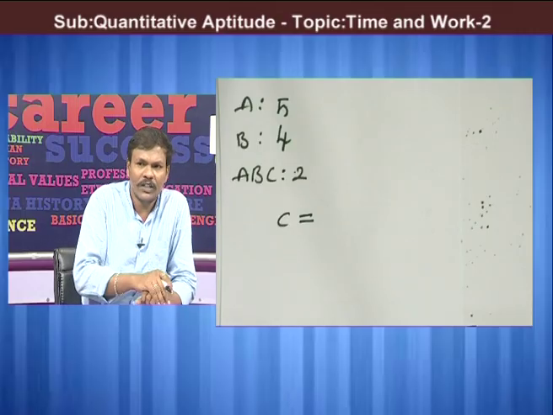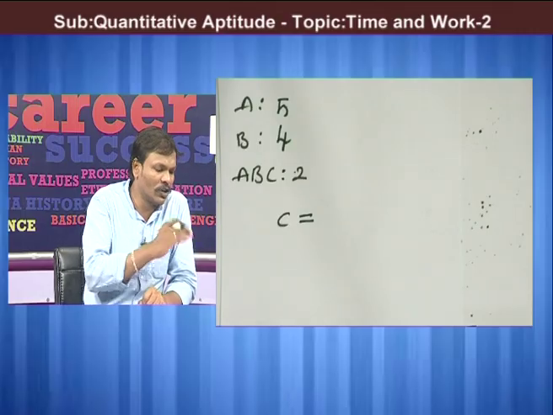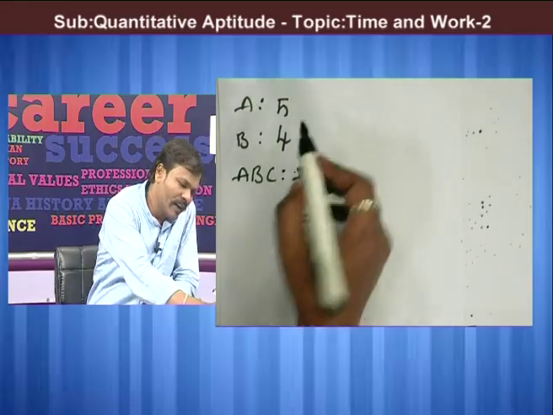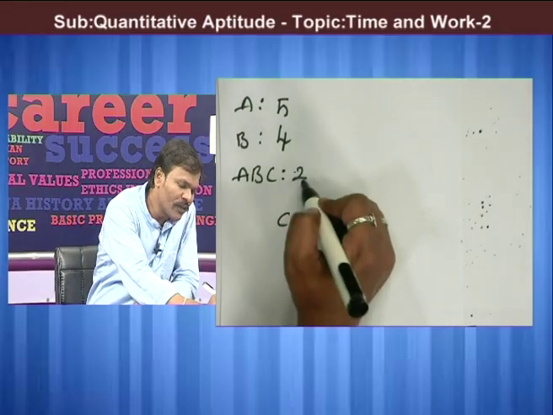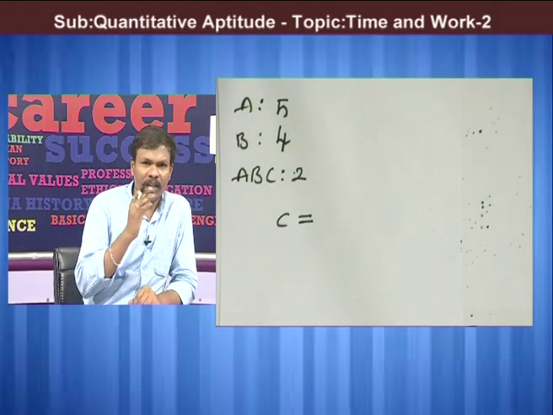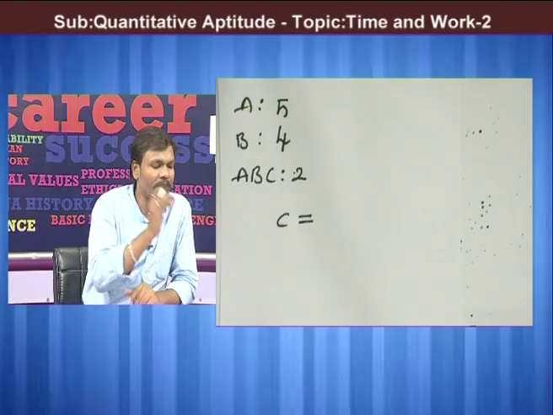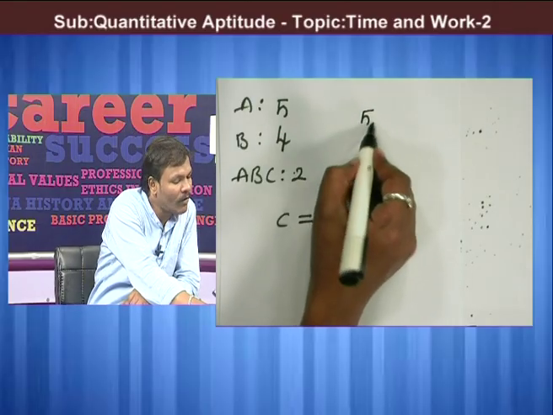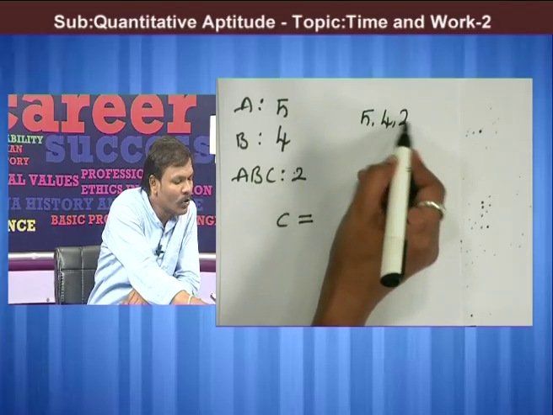So, whatever it is, first you have to observe the method. What is the method? When we have 3 values, we are going to apply the LCM. What is the LCM of 5, 4, 2?